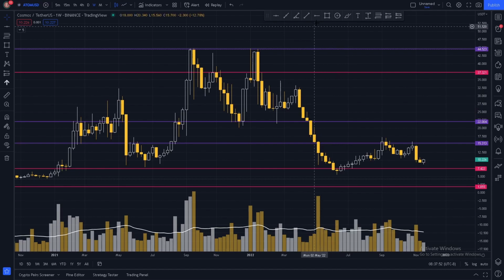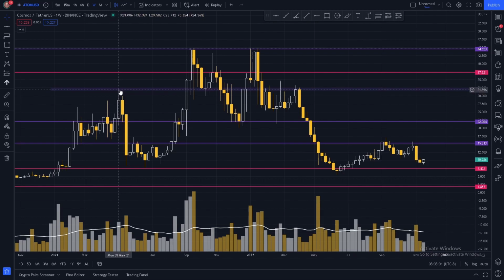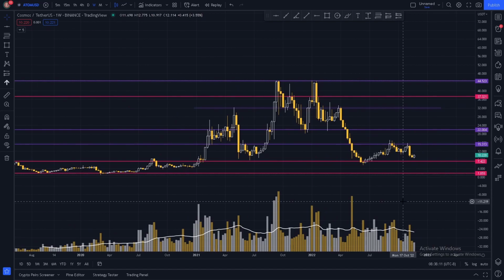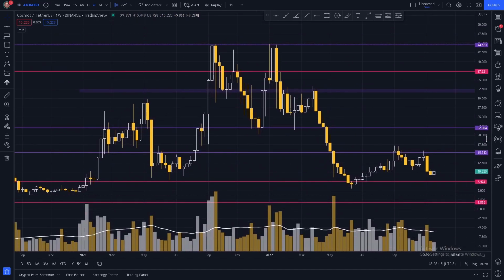Now we also notice a key level right here. We see a reaction from this long wick here, and we see it acting as support and resistance before reversing drastically. So these are all of our key levels plotted on the chart.